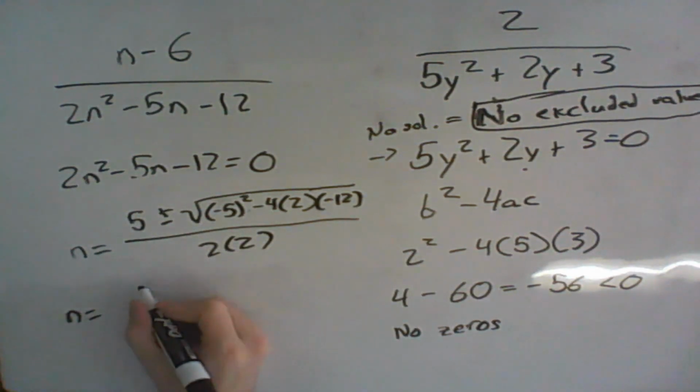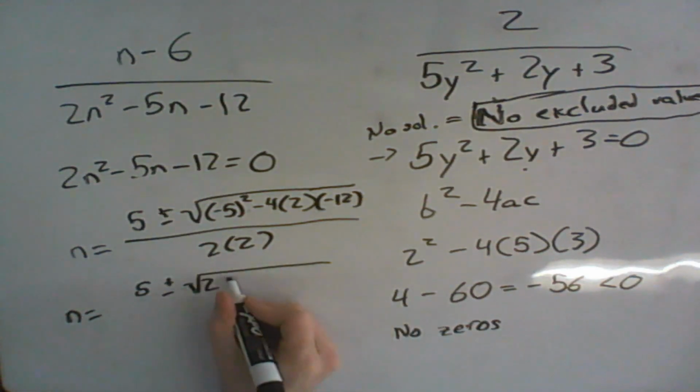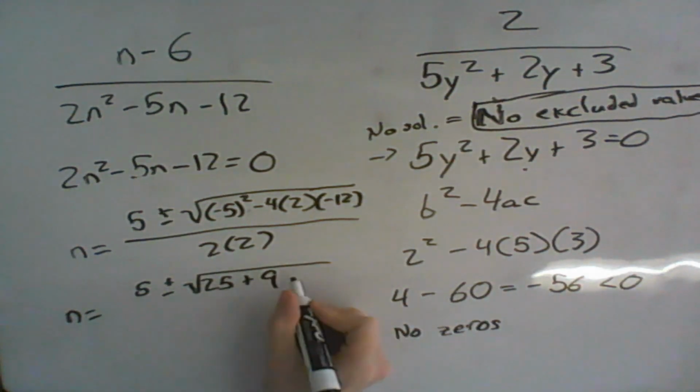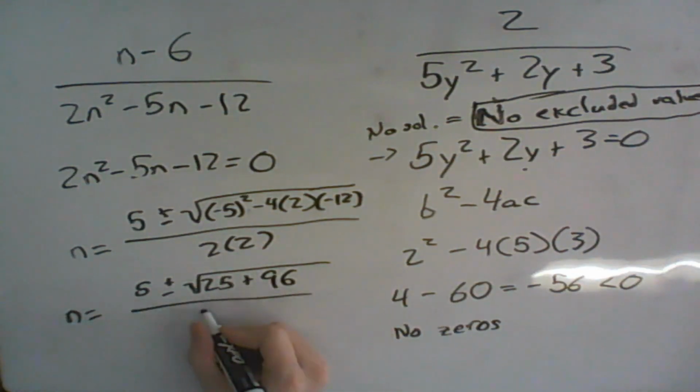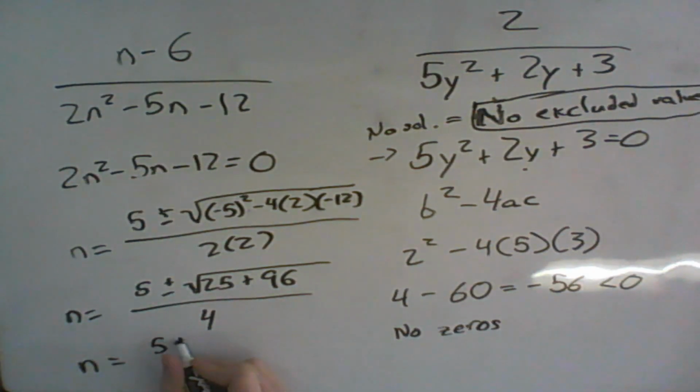This becomes 5 plus or minus the square root of 25 plus 96 over 4. 25 plus 96 is 121. Thank goodness. So we get 5 plus or minus the square root of 121 over 4.